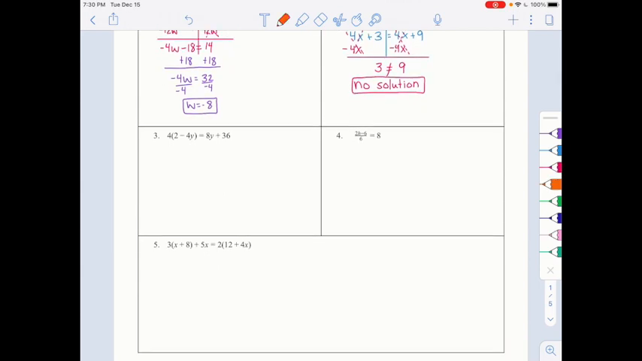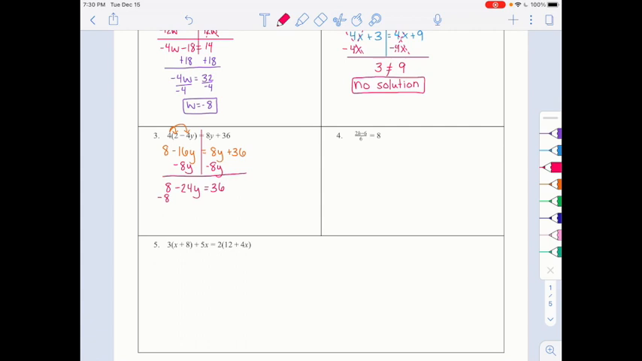Moving on to problem 3, again, I don't want my parentheses, so I'm going to distribute. That gives me 8 minus 16y equals 8y plus 36. I'm then going to move my y's to one side, so I'm going to subtract 8y from both sides, leaving me with 8 minus 24y. Let me just check. Yep, minus 24y equals 36.